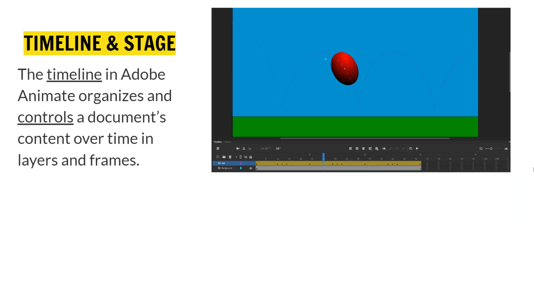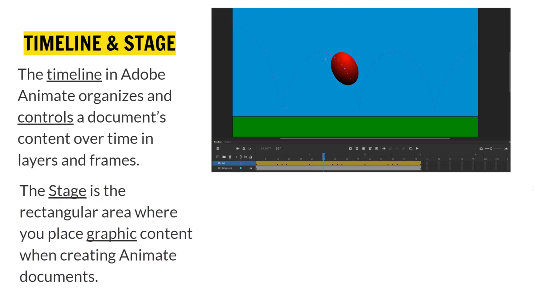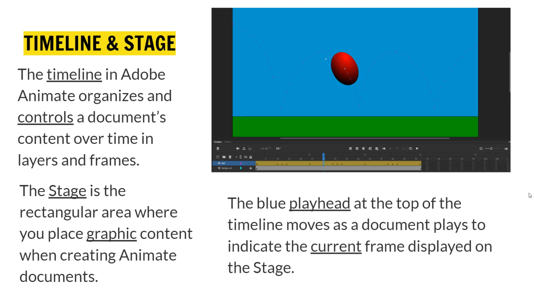Okay, so the timeline and stage. The timeline in Adobe Animate organizes and controls a document's content over time in layers and frames. The stage here is the rectangular area where you place graphic content when creating Animate documents. The blue playhead at the top of the timeline moves as a document plays to indicate the current frame displayed on the stage.